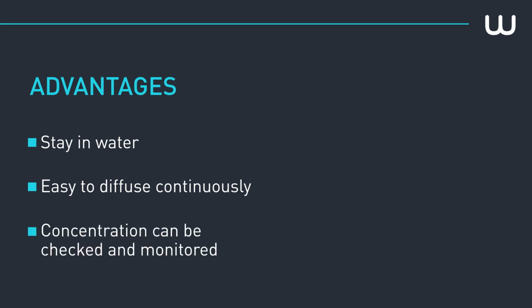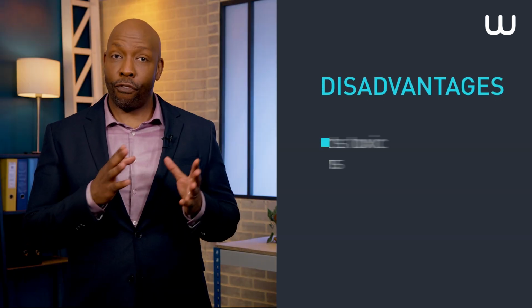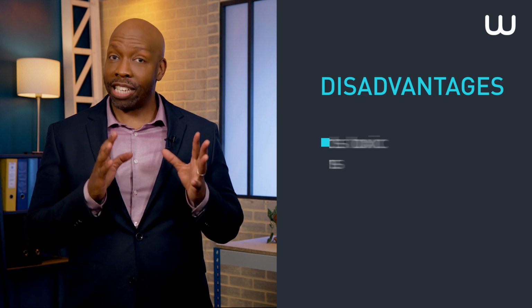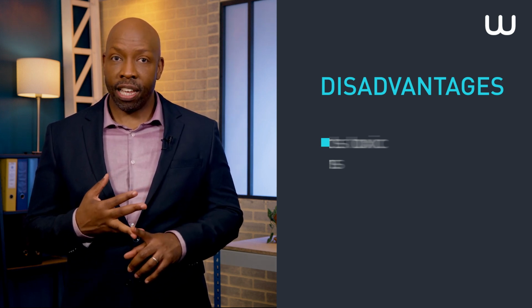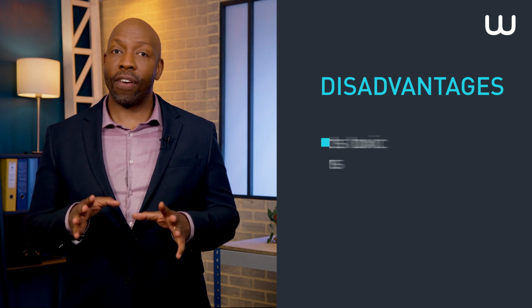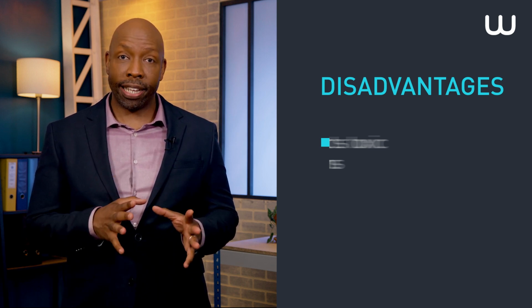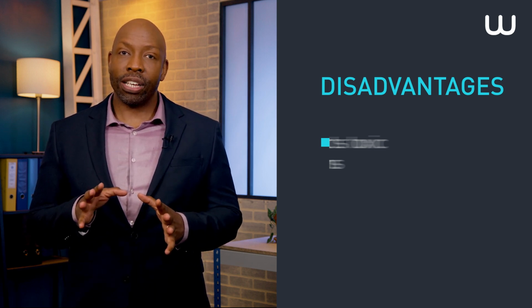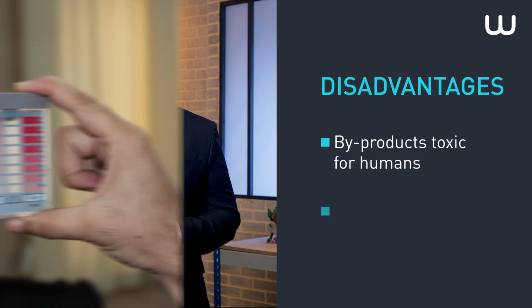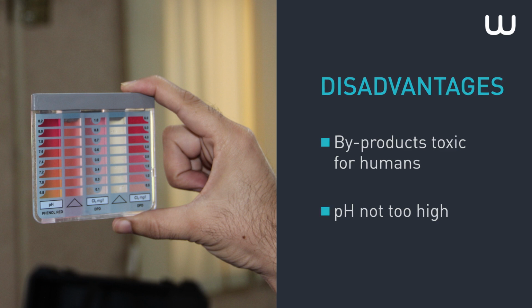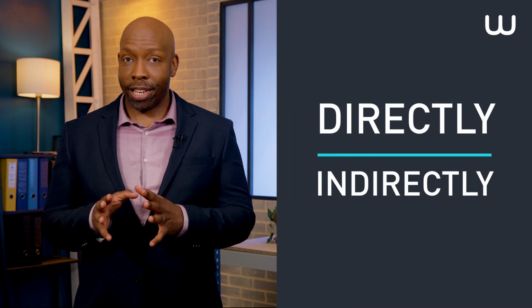However, it does have some disadvantages, such as the formation of byproducts that are toxic for human beings, such as chlorites or chlorates, which have potentially harmful effects on the liver or the thyroid gland. Lastly, using chlorine also requires ensuring that pH is not too high, as otherwise its effectiveness is diminished. Ozone is another major compound that is used to disinfect water. Now, it acts directly and indirectly.